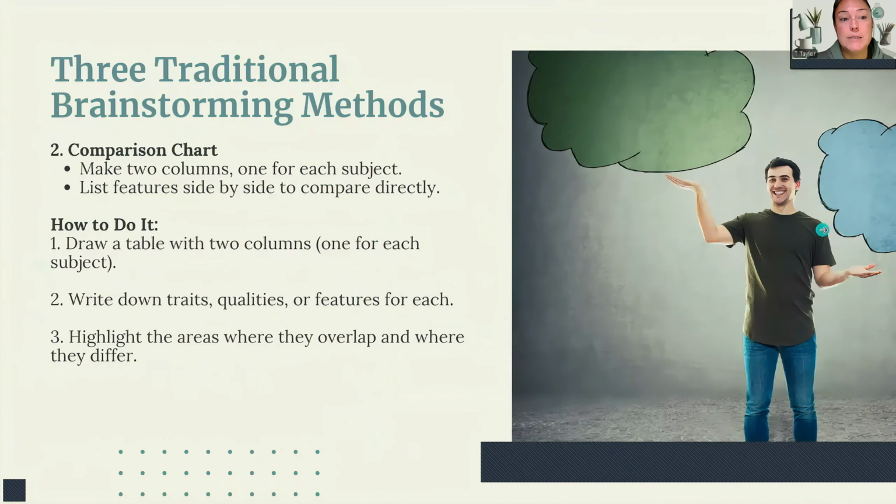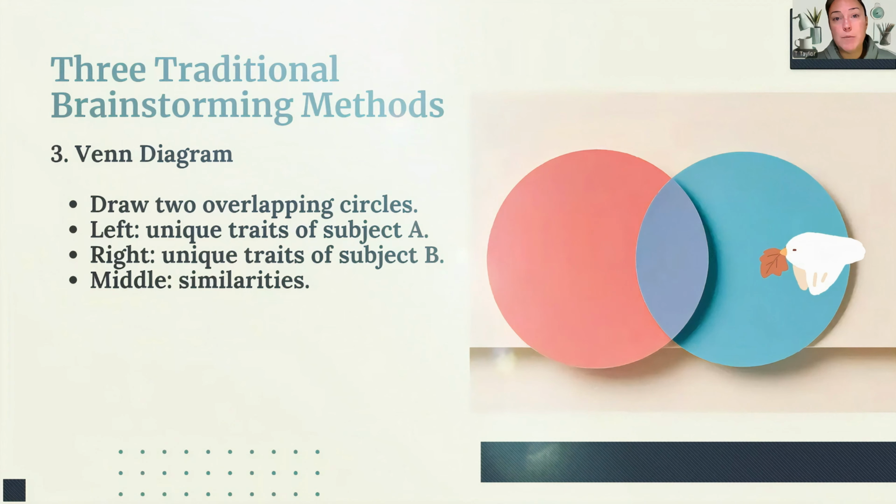And it's important because what you're doing then is you're drawing that table, the table of the 2 columns with the 2 headers on top, and you're writing down the traits, the qualities, or the features for each in there. And the other type of brainstorming method is the Venn diagram.